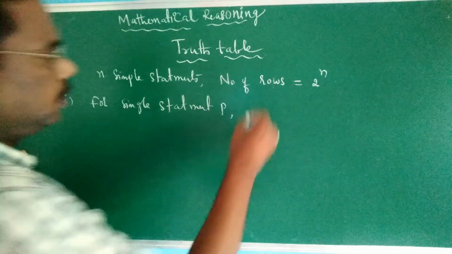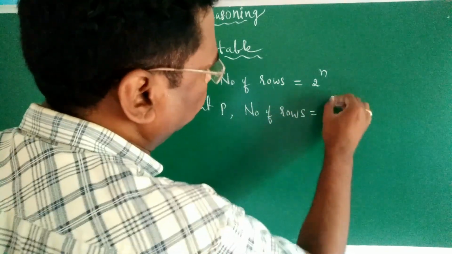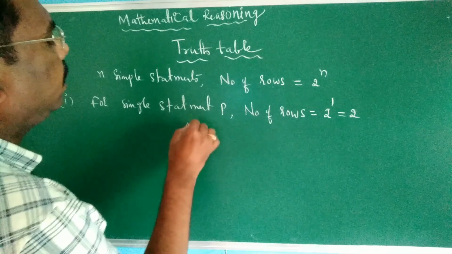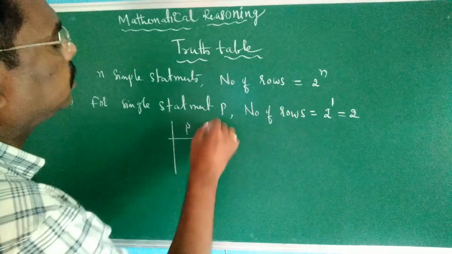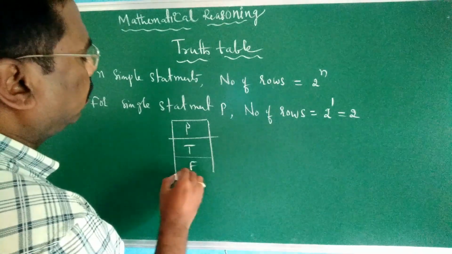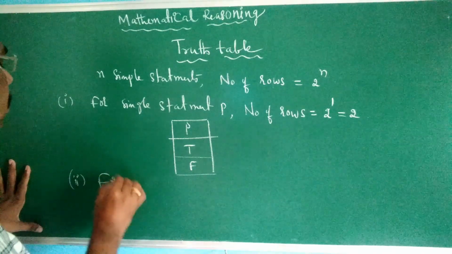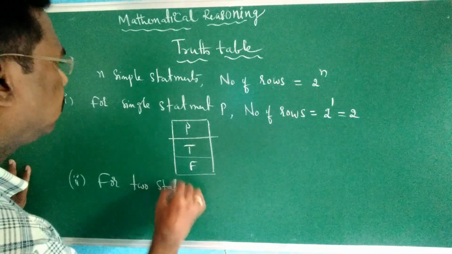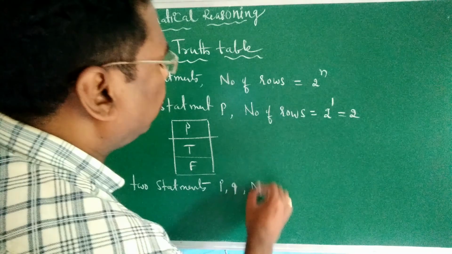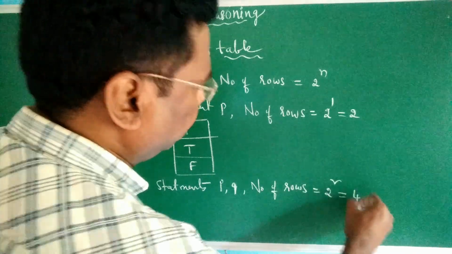A single statement P is given. The number of rows is equal to 2 power 1, which is 2. For the single statement P, the rows are true and false, only 2 rows. Next, two statements P, Q are given. The number of rows is equal to 2 square, which is 4.